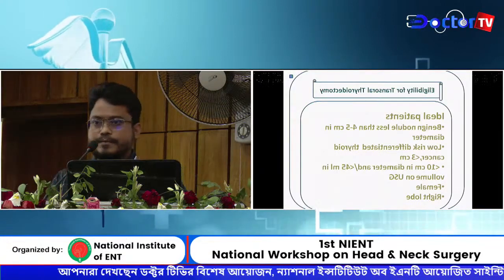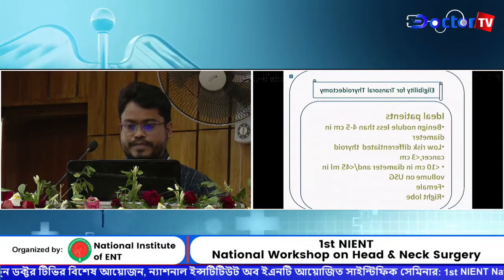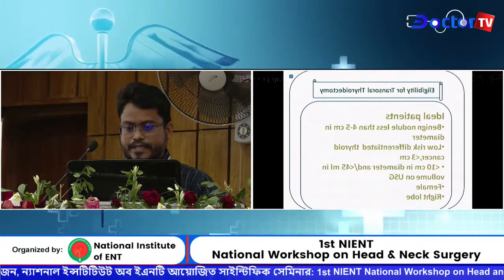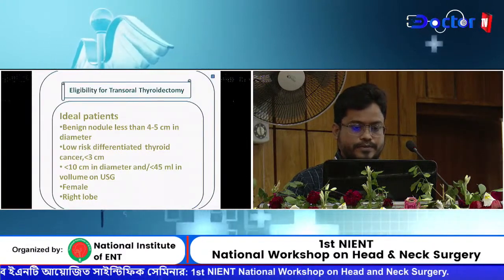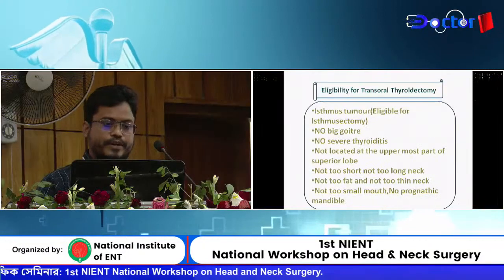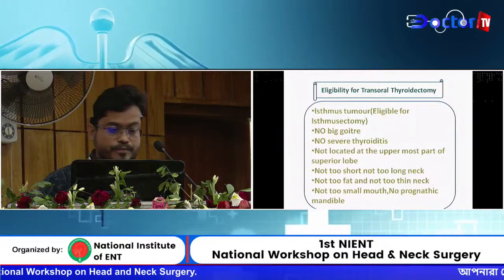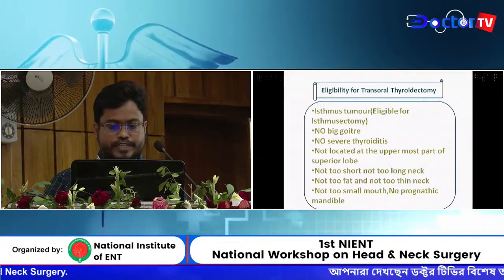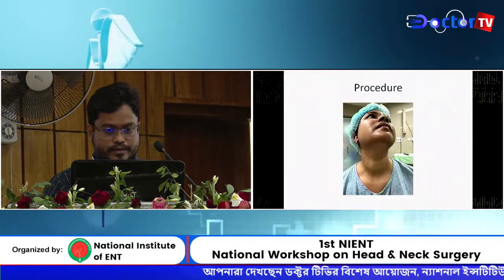And I think this is the most important slide. Patient selection: benign nodule less than 4 to 5 cm, low risk differentiated thyroid cancer less than 3 cm, less than 10 cm and less than 45 ml volume on ultrasound, female, right lobe, isthmus tumor, no big goiter, no severe thyroiditis, not located at the uppermost part of the superior lobe, not too short or too long a neck, not too fat, not too thin a neck, not too small a mouth, no prognathic mandible.